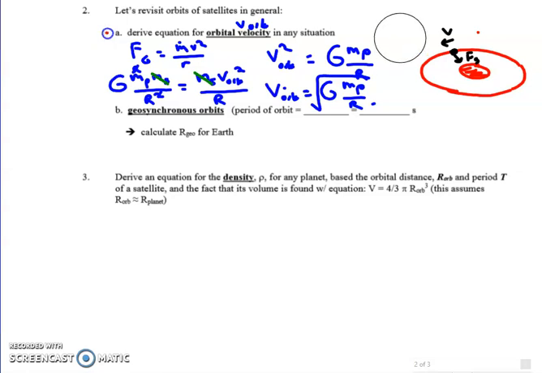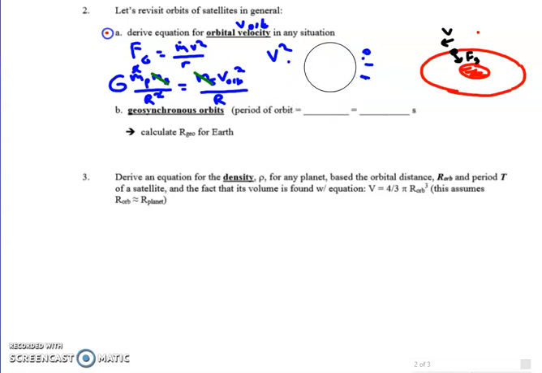Okay, the next thing I want to talk about, I got to erase this, is a special application of this. And that's a geosynchronous orbit. A geosynchronous orbit is especially important for GPS satellites. What geosynchronous means is, geo means Earth, synchronous means in time with. And so these are satellites that orbit the Earth with the same period as the Earth's rotation. In other words, 1 day. In other words, there are certain satellites we want to have a period of revolution of exactly 1 day.